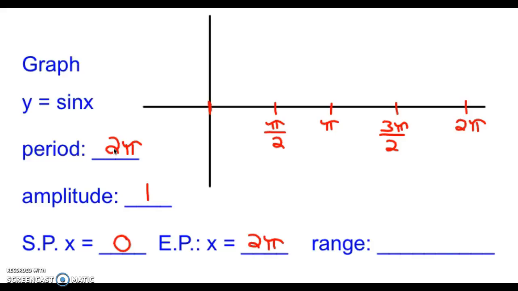My amplitude up here I wrote was 1, so that means this graph will go as high as 1 and as low as -1. Now, here's the basic pattern of sine.